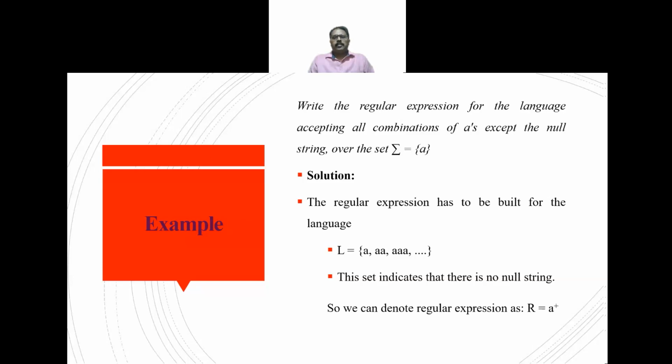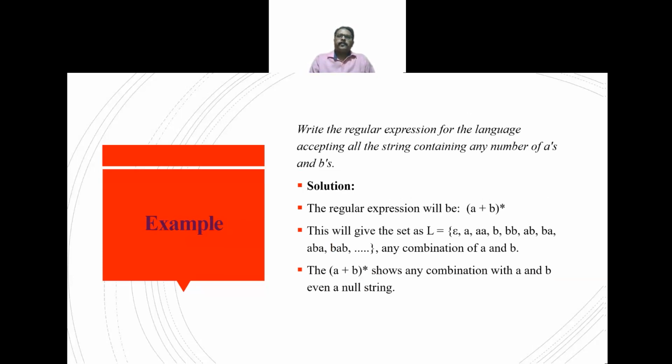Consider the second statement. Write the regular expression for the language accepting all combinations of A except the null string. From the previous statement, the null string is omitted. It is clearly the lean plus. Already we know it is the lean plus, so no further explanation is needed. Then move to the third statement. Write the regular expression for the language accepting all strings containing any number of A's and any number of B's.